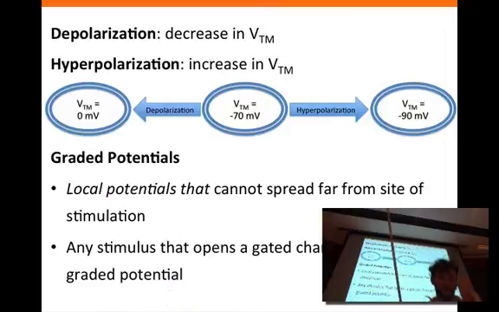All right, so here's just a couple definitions. Wow, I spent most of the class going over just resting membrane potential. We're going to get to graded potentials now. Depolarization is a decrease in the transmembrane potential, so pushing it closer to zero. And hyperpolarization is moving it away from zero. Is that pretty straightforward? Okay. Graded potentials are local potentials that do not spread very far from the site of stimulation. In fact, they get weaker as they move away. Any stimulus that opens a gated channel is going to produce a graded potential.